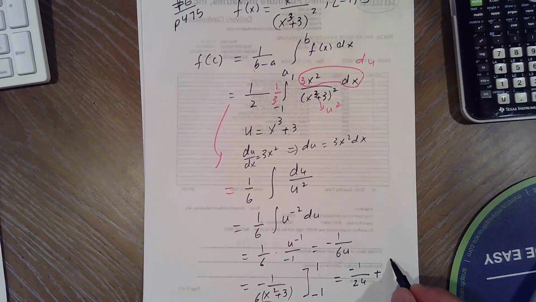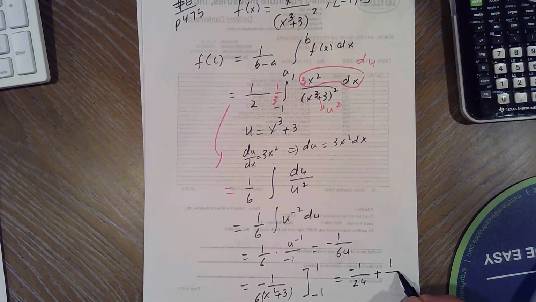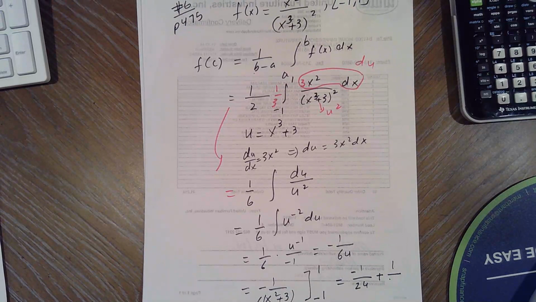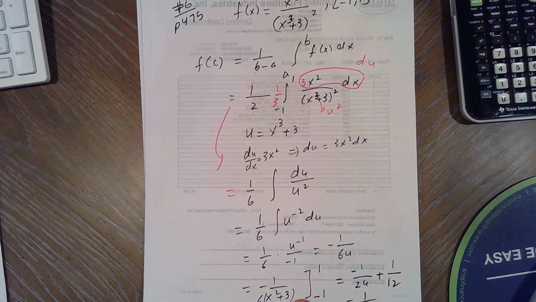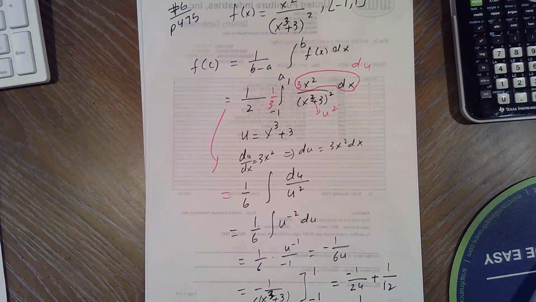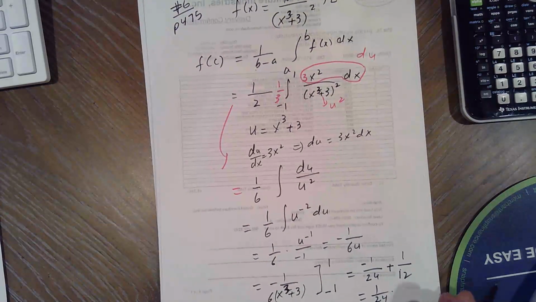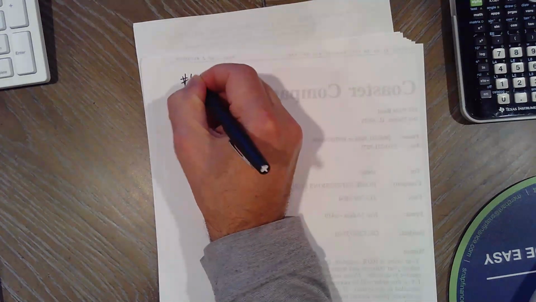Plug the negative 1 here, it's 1 over 6 times 4 is, so if you plug the 1, 4 times 6 is 24, plug the negative 1, that's 2 times 6 is 12. So it's 1 over x cubed. So it's 1 over 24. Okay, that's fine. Alright, one more, number 10, page 475.